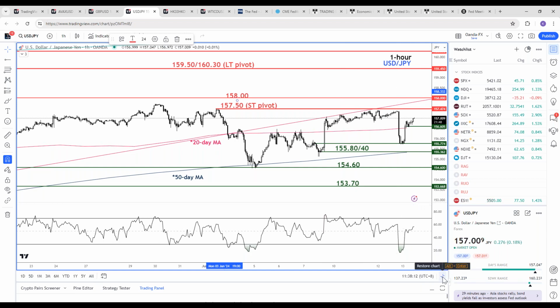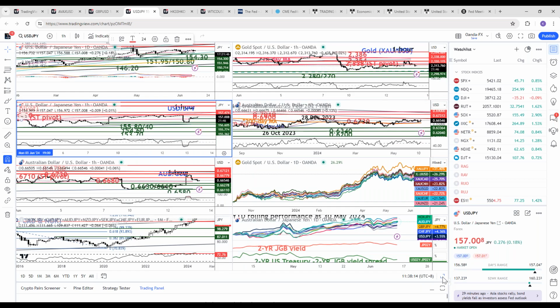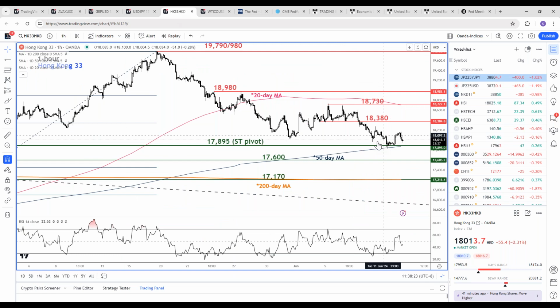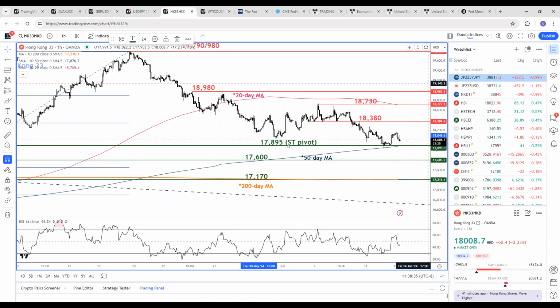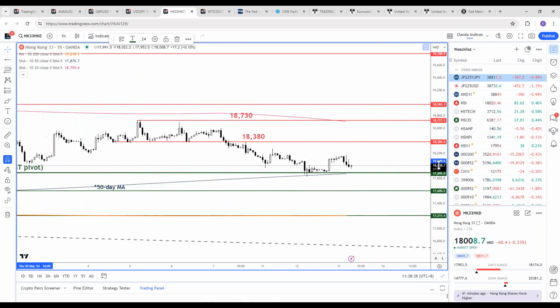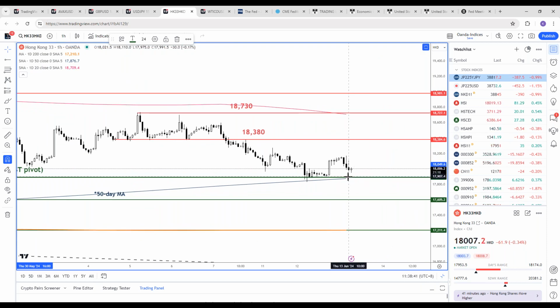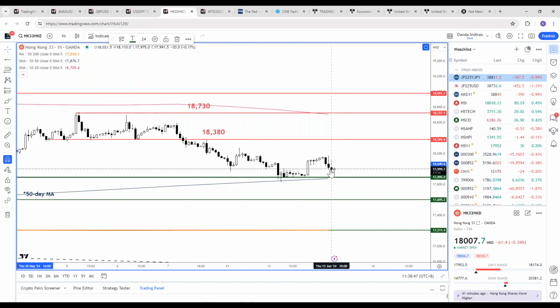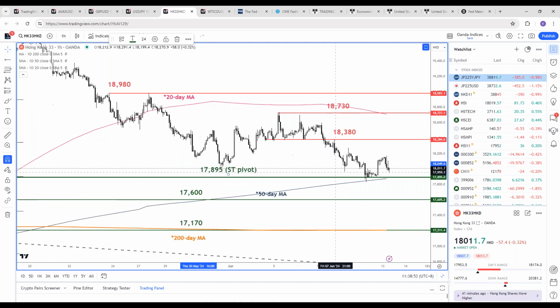Now let us go to the short-term technical outlook on the major stock indices, starting from the Asia Pacific indices, the Hong Kong 33 or the Hang Seng Index. For the Hang Seng Index, still no change. Price action still managed to hold at the short-term pivotal support level that we highlighted yesterday, 17,895. It bounced, then pulled back during the Asia session. Now price action is trying to find some form of support by the bullish candlestick. Previously it formed a bullish inverted hammer, and now it's trying to form an hourly bullish hammer, as we are speaking.